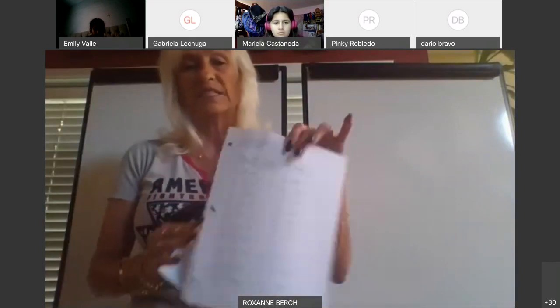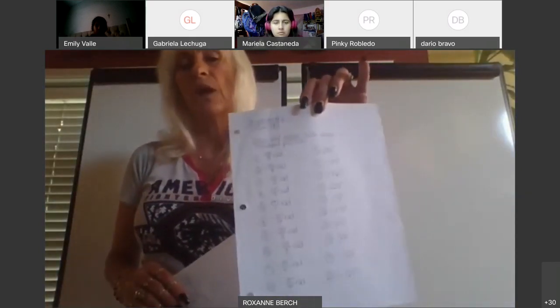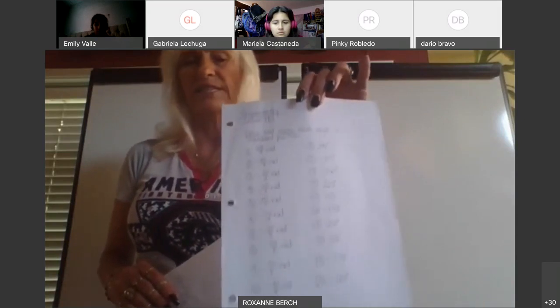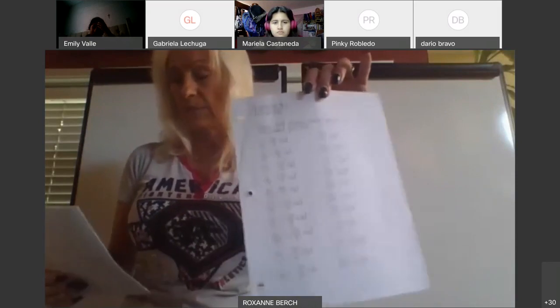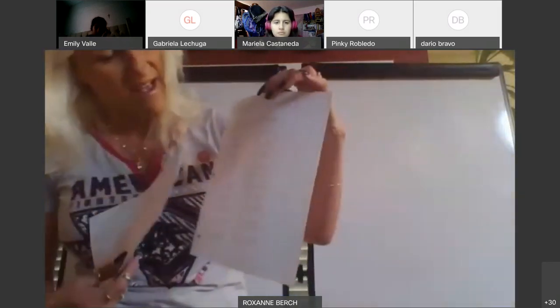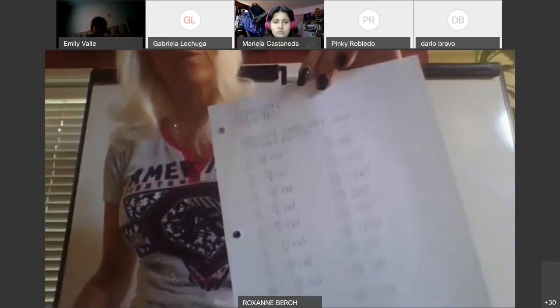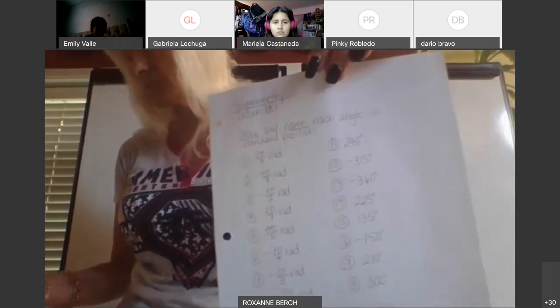There's a sheet that looks like this, which you will not be able to do until I teach you and show you how to draw and name an angle in standard position. So this sheet is important. Make sure you do it. If you notice, all the problems on the left are in radians and all the problems on the right are in degrees.